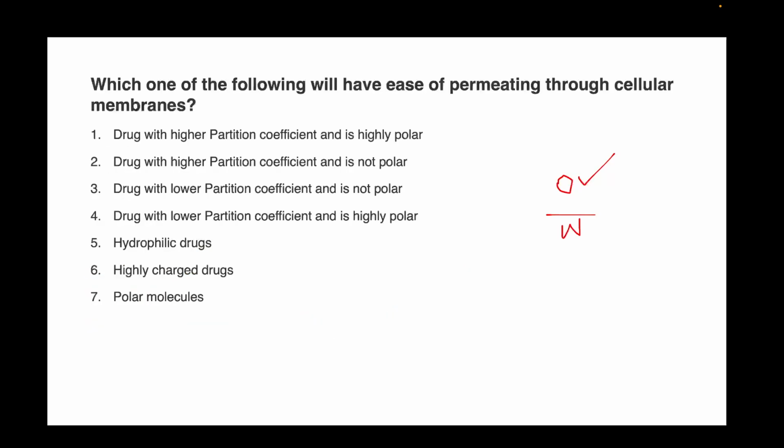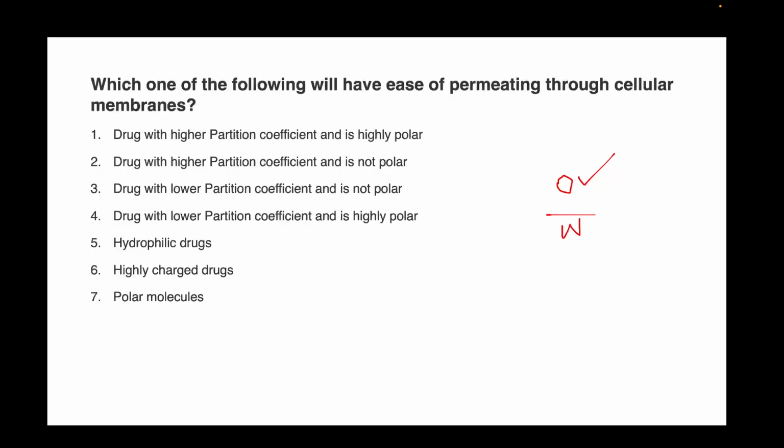Next question was, which one of the following will have ease of permeating through cell membranes? Drugs with higher partition coefficient and is highly polar, high partition coefficient and not polar, lower partition coefficient and not polar, lower partition coefficient and highly polar, hydrophilic drugs, highly charged drugs, or polar molecules.